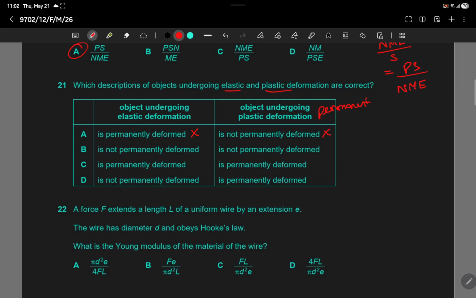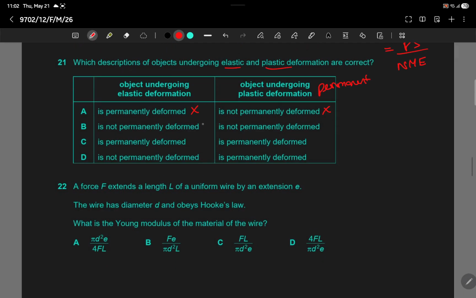Permanently deformed means even if you remove the load or the mass or whatever, it will not go back to its original length. But in elastic deformation, it does, because it hasn't reached its elastic limit yet. So this will be not permanently deformed, and this will be permanently deformed. So the answer is D.